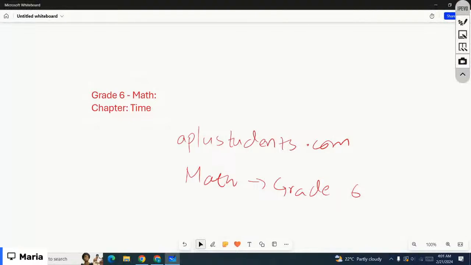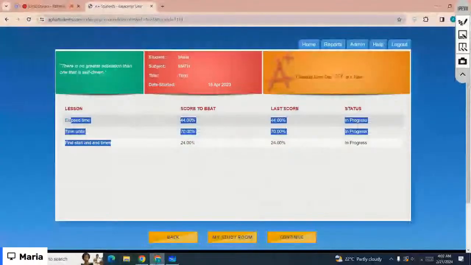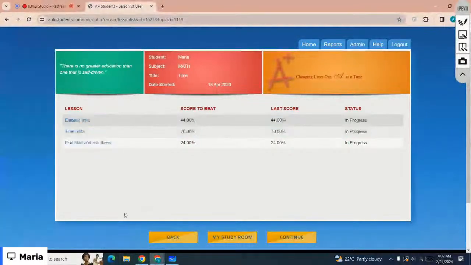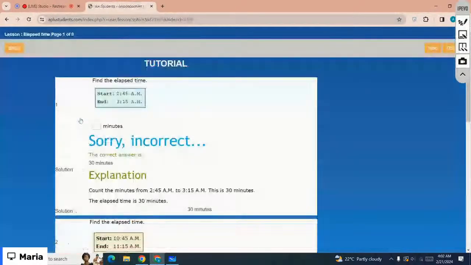So let's just start with the chapter time. Here I'm on grade 6 math. We're going to start with the first lesson, that is elapsed time. Let's just start with the lesson. Find the elapsed time.